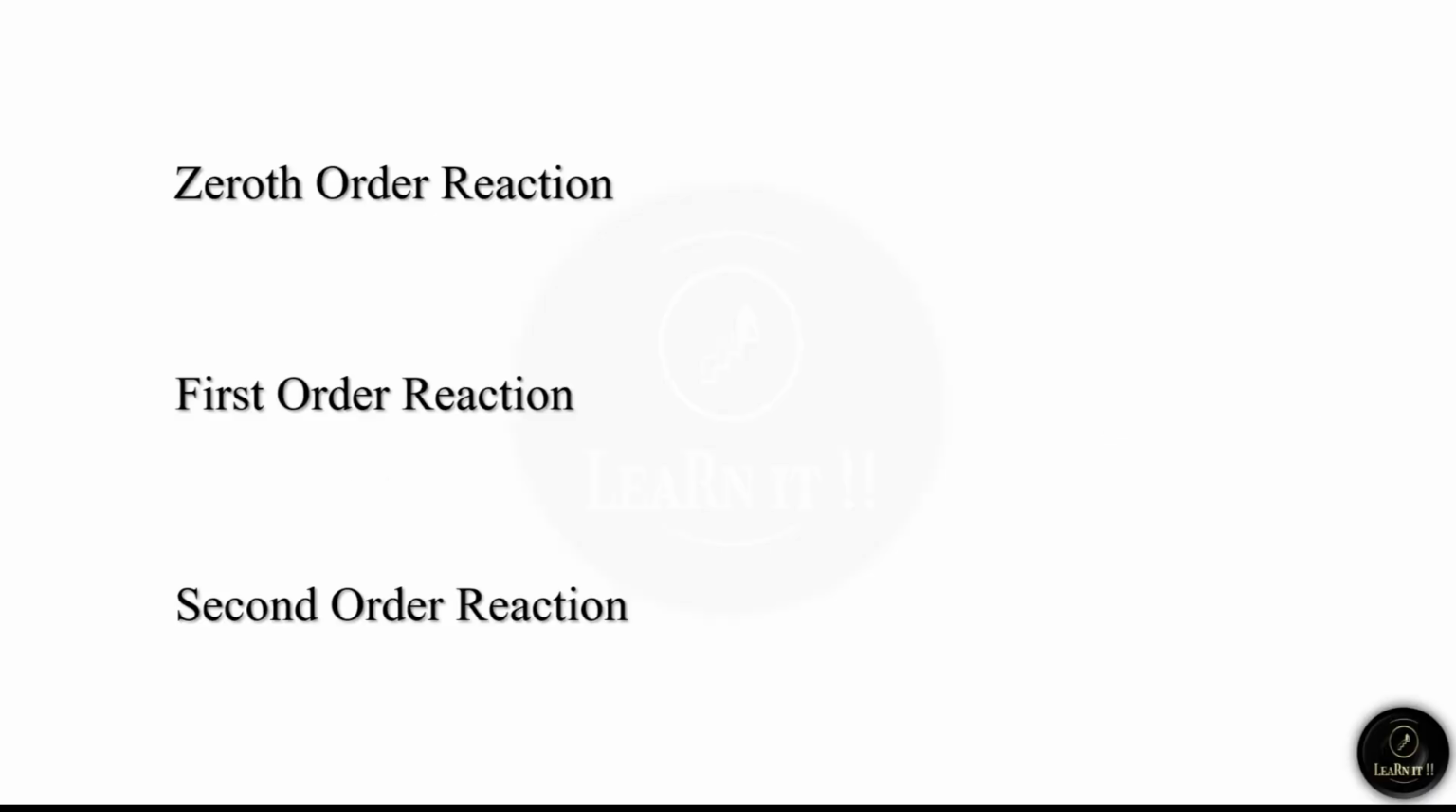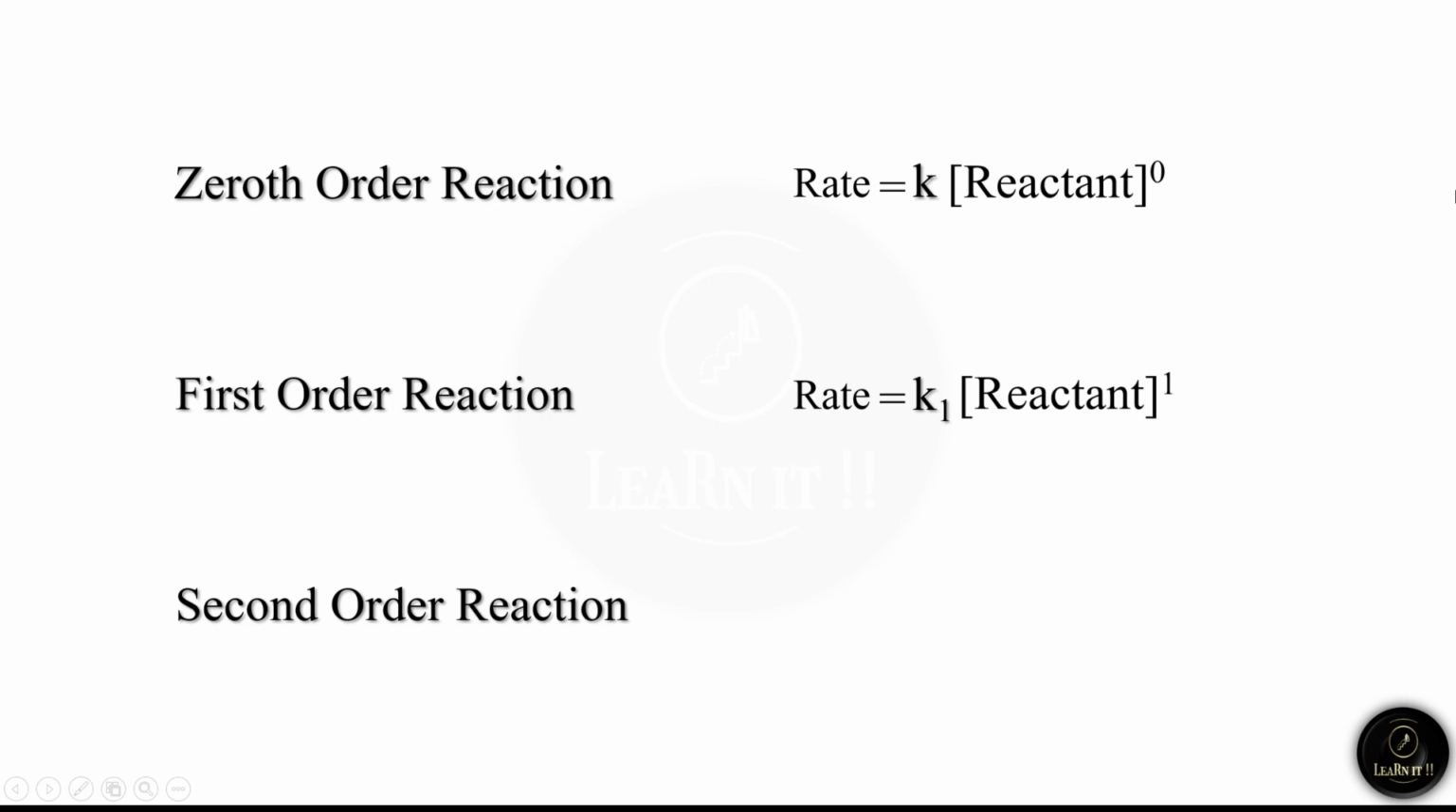So zeroth order reaction, first order reaction and second order reaction. So rate with respect to zeroth order reaction is equal to K into concentration of reactant raised to 0. So with respect to first order reaction, the concentration of reactant raised to 1, with respect to second order reaction, the concentration of reactant raised to 2.